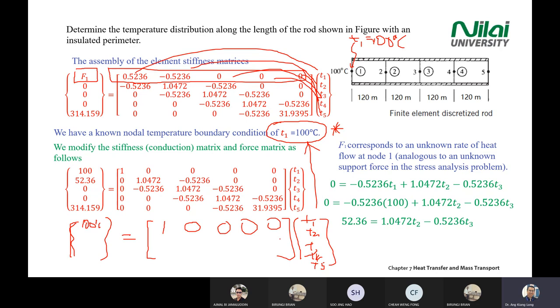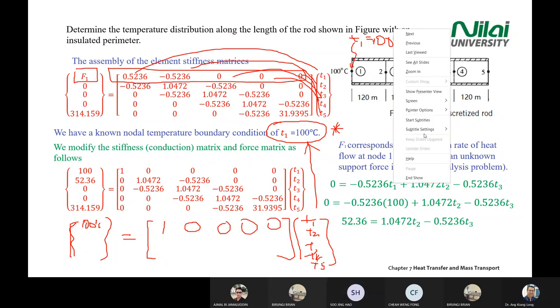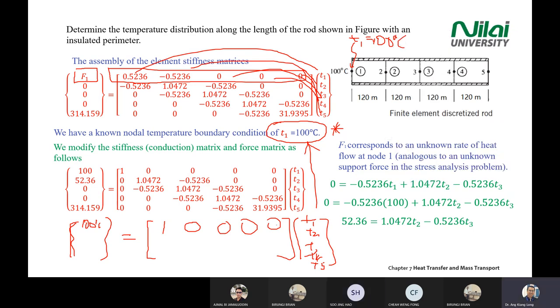Ashma, you understand what I'm trying to explain here? Yes, sir. Understand? Ryan, do you understand what I'm trying to do? Yes, sir.